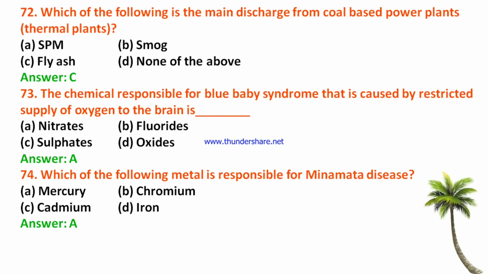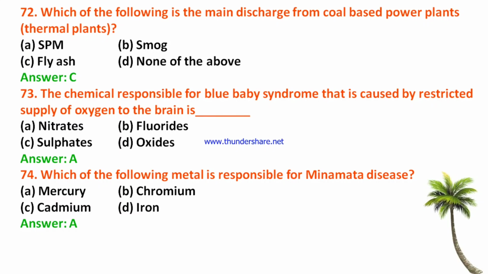Next, number 73. The chemical responsible for blue baby syndrome, which is caused by restricted supply of oxygen to the brain, is nitrates, fluorides, sulfates, or oxides. And the correct answer is nitrates. The chemical which is responsible for blue baby syndrome, caused by restricted supply of oxygen to the brain, is nitrates.